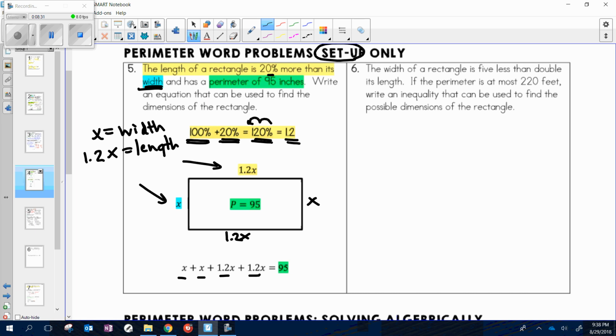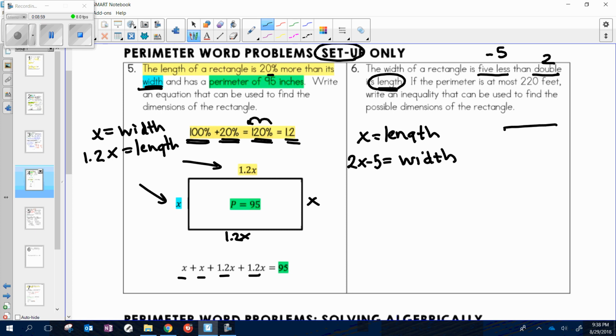Question 6, the width of a rectangle is 5 less than double the length. So 5 less tells me to take 5 away. Double means multiply something by 2, and I'm multiplying the length by 2. All right, so X must be the length because I don't know anything about the length. And then the width would be 2 times that, take 5 away. And that's the width. I always like to draw a little picture and label my sides, X and 2X minus 5.